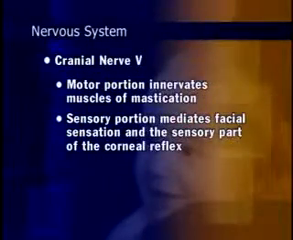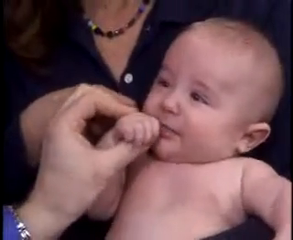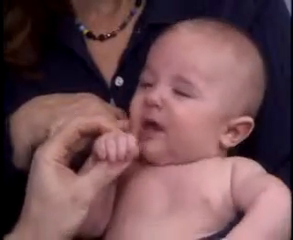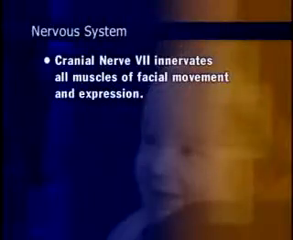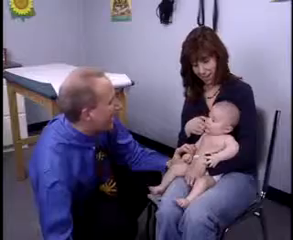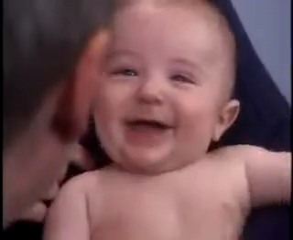The motor portion of cranial nerve 5 innervates the muscles of mastication, while the sensory portion mediates facial sensation and the sensory part of the corneal reflex. Cranial nerve 5 can be assessed by testing the rooting reflex and the sucking reflex. Cranial nerve 7 innervates all muscles of facial movement and expression. Cranial nerve 7 should be assessed by observing the baby crying and smiling, while you note symmetry of the face and forehead.